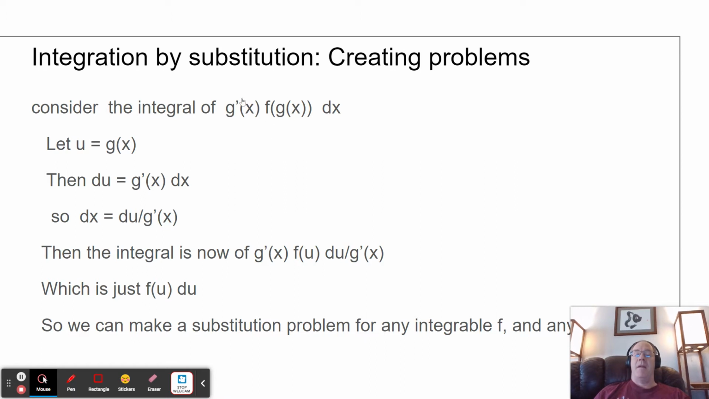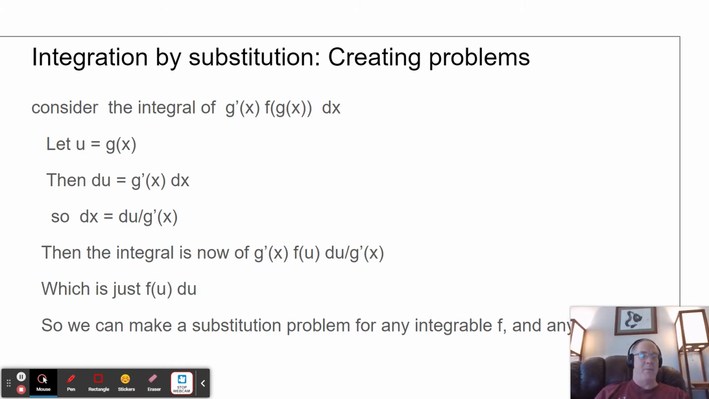Okay. That means that this integral transforms. The g prime stays the same. f of g of x becomes f of u, because remember, g of x was u. And dx becomes du divided by g prime of x, which means that these g primes cancel, and all we're left with is f of u du, which, if f is integrable, any integrable f will now be solvable.